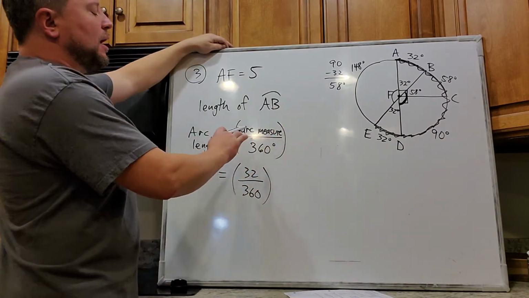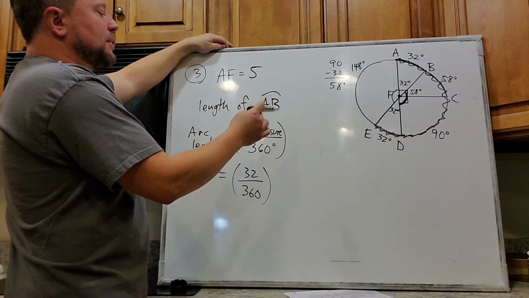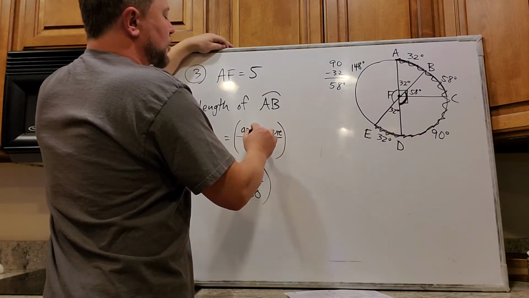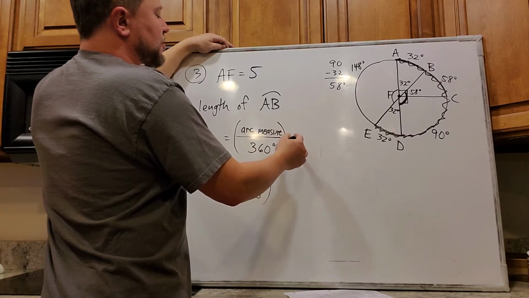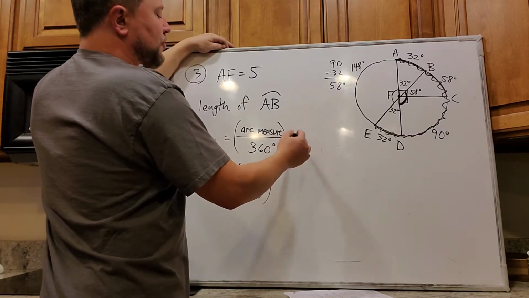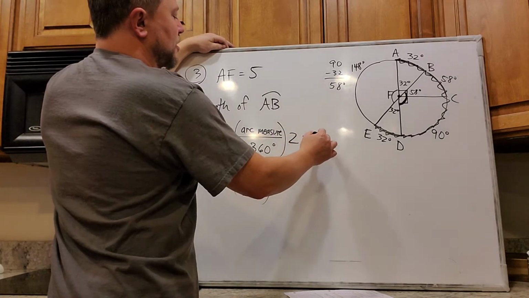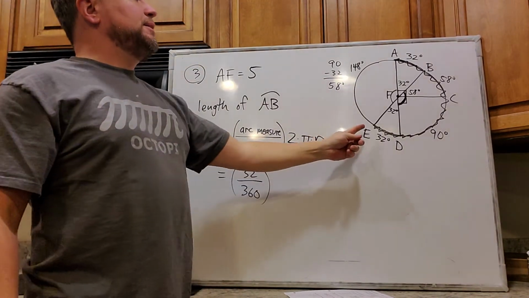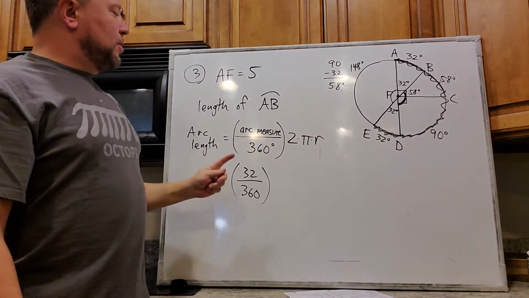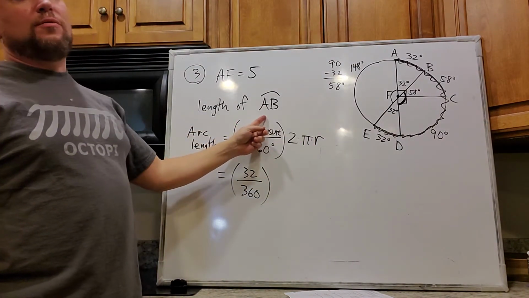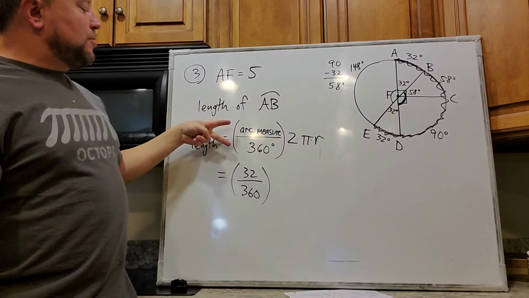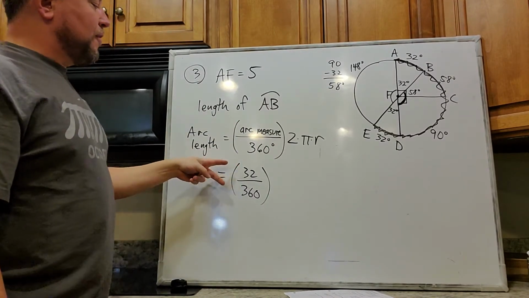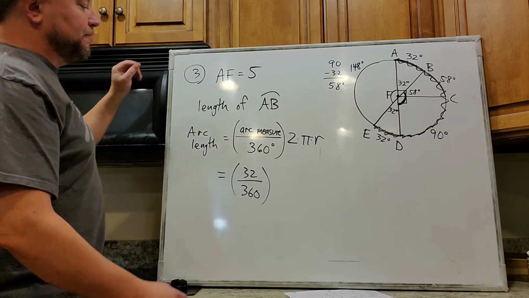Now, I got distracted there. The rest of our formula here is you're going to multiply this fraction of the circle times the circumference, which is 2 pi r. 2 pi r would be the distance all the way around. We don't want the full length of the circle. We just want arc AB. So that's why we're multiplying it by this fraction. That's the fraction of the circumference we need.